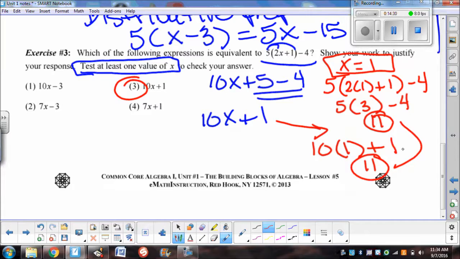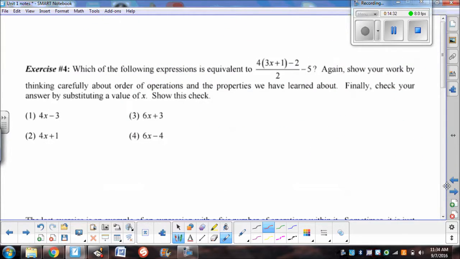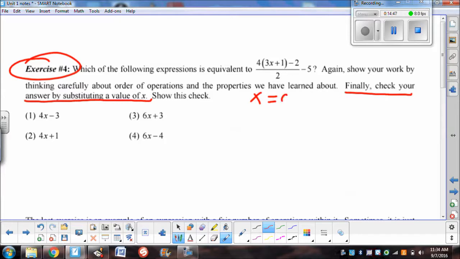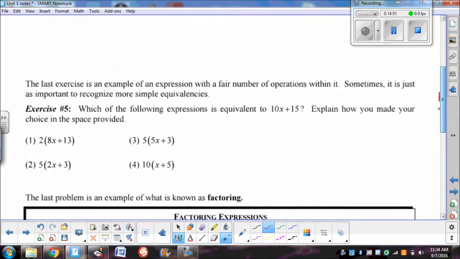Go ahead and flip the page, and I'm going to have you do exercise 4. Okay, it is a multiple choice, but it also does say, finally, check your answer by substituting a value of x. Why don't you work with a test number of 0, because 0 is super easy.